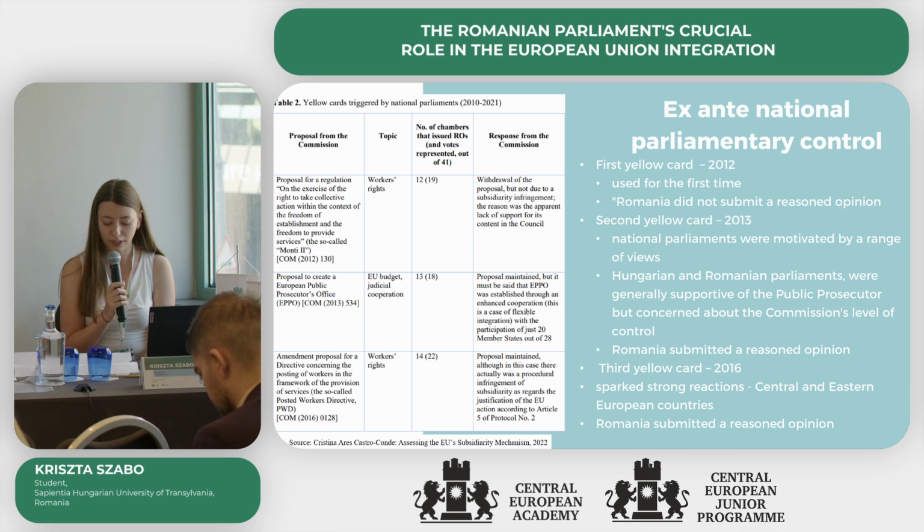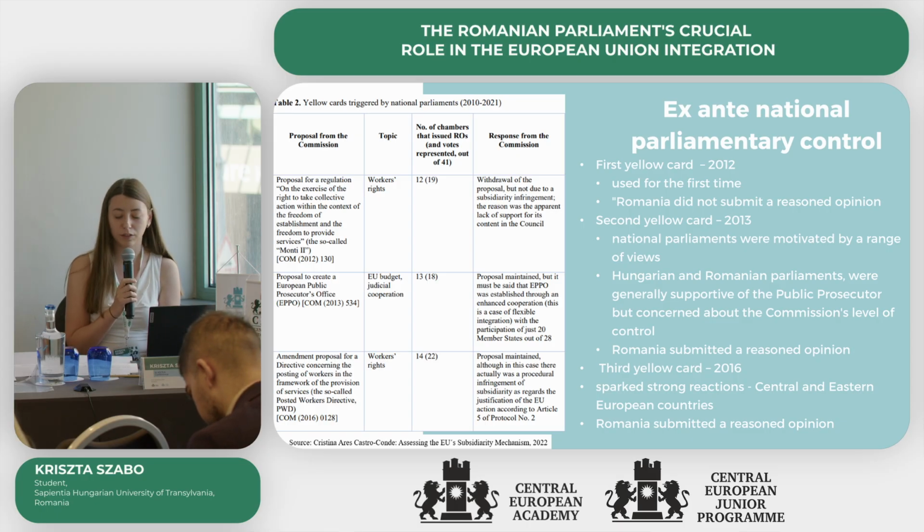The yellow card was aimed at the Monti II regulation, which dealt with balancing the right to collective action with the freedom to establish and provide services across the EU. However, Romania didn't participate in this process as it didn't submit a reasoned opinion during the yellow card procedure.